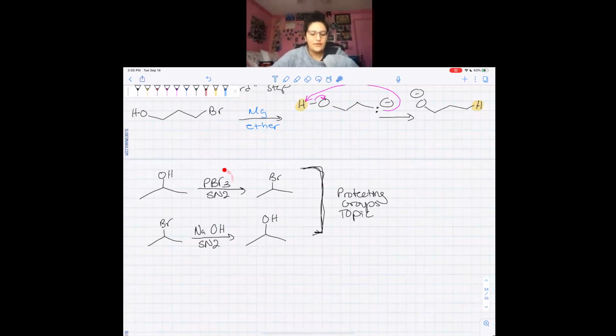Just know that if you use PBr3, like you said, you're actually removing this entire group and replacing it with a bromine. And then we can do a separate step to put the OH back on, for lack of a better term.